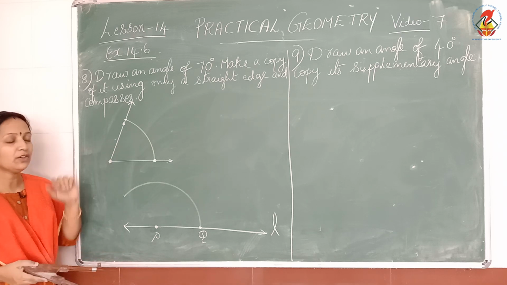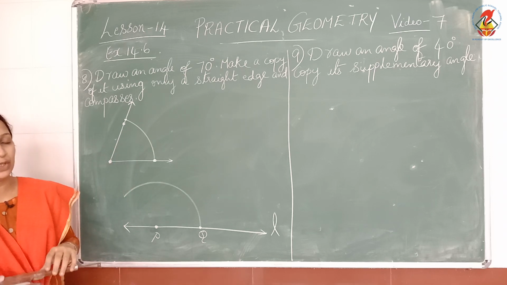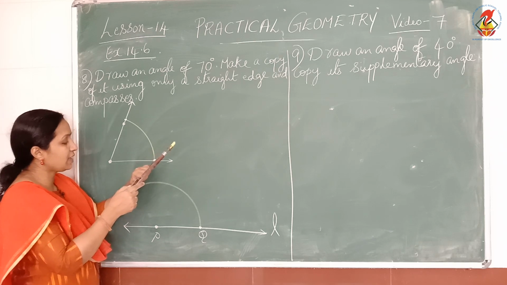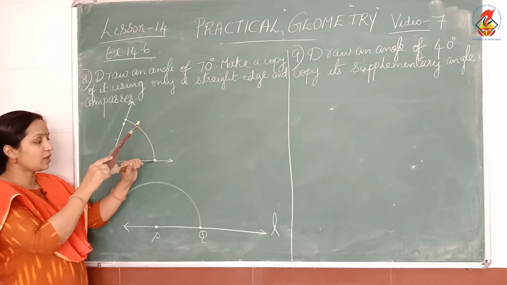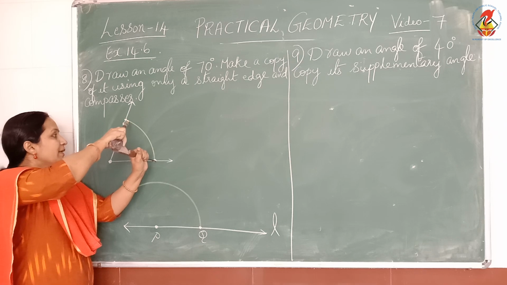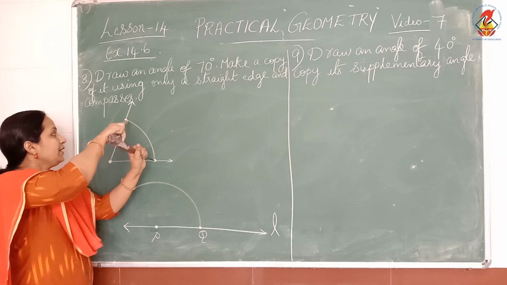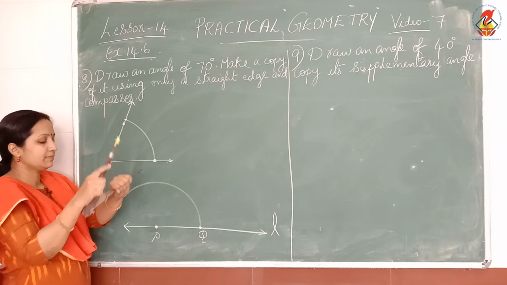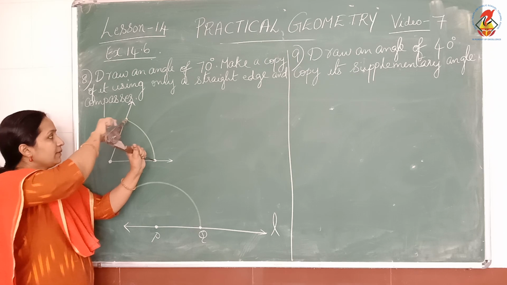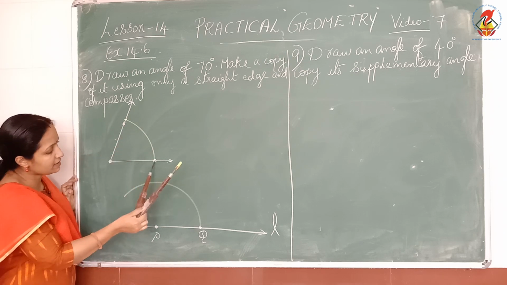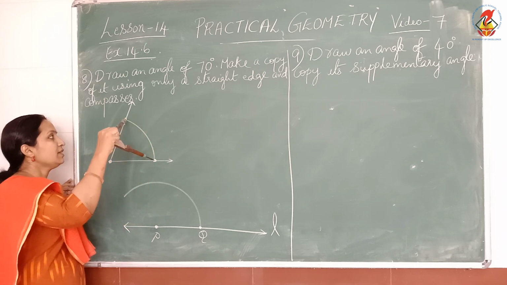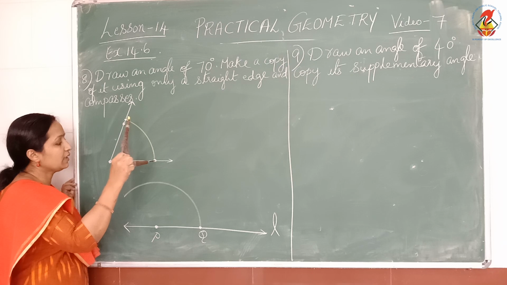Now we need a copy of this particular angle. For that, what is the next step, children? Now you place the pointer of the compass at this intersecting point, and take this arc measure. This arc length you take it. Place the pointer of the compass here and take this arc length.